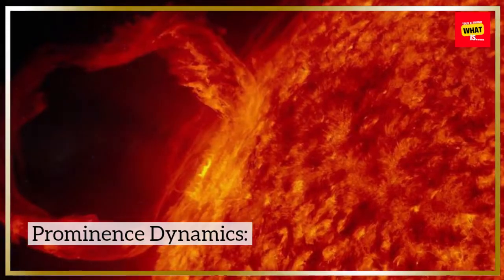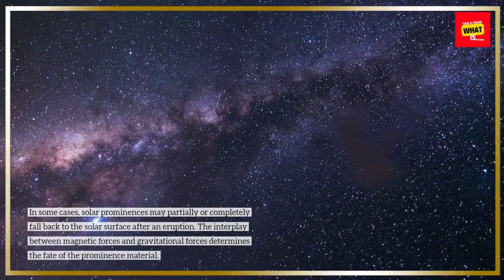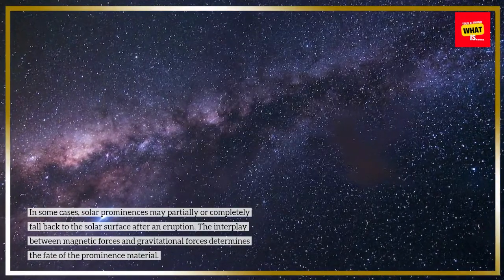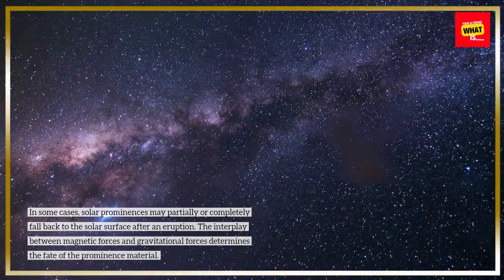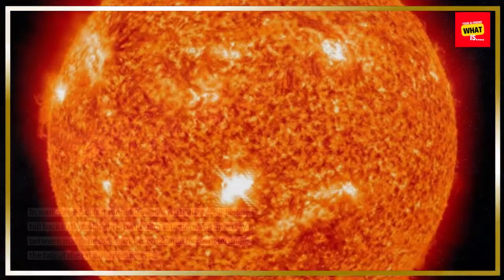Prominence dynamics. In some cases, solar prominences may partially or completely fall back to the solar surface after an eruption. The interplay between magnetic forces and gravitational forces determines the fate of the prominence material.